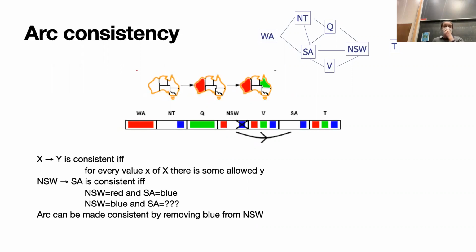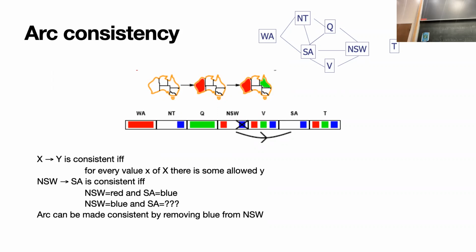Let's look at another case. Again, recall the definition of arc consistency. It's very, very important. It is directional. X to Y is consistent if for every value of X, there is some allowed Y. So that means if I'm checking arc consistency, I have to go through each value in X and make sure there is some allowed Y. If I do the other direction, now I'm checking arc consistency for New South Wales to South Australia. Notice the arrow has changed direction. I have two values in my domain here. I can be red or blue.